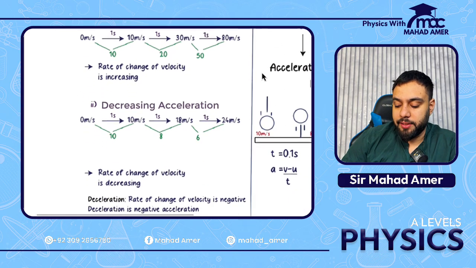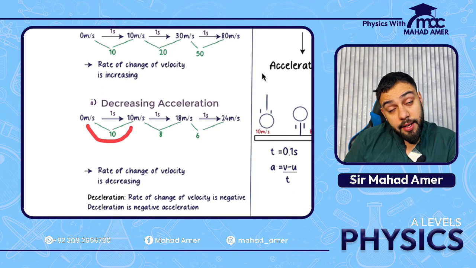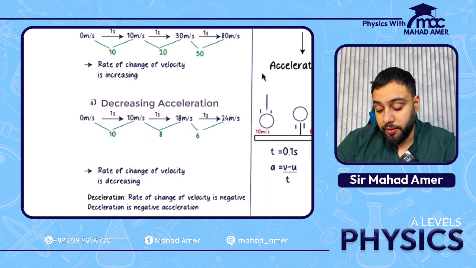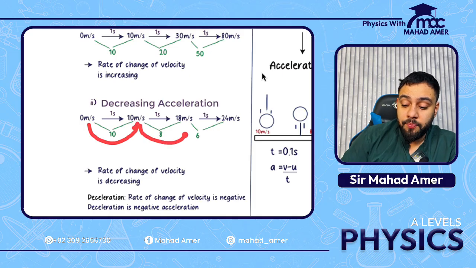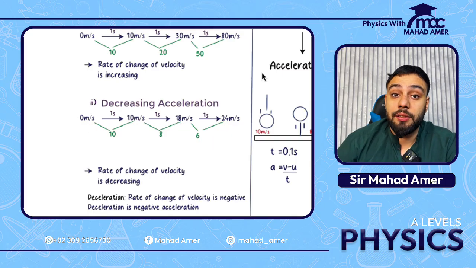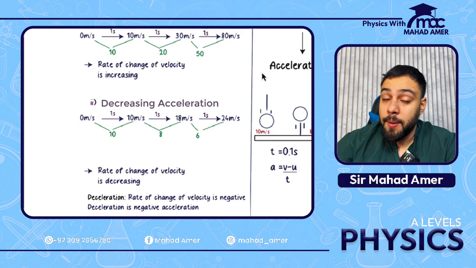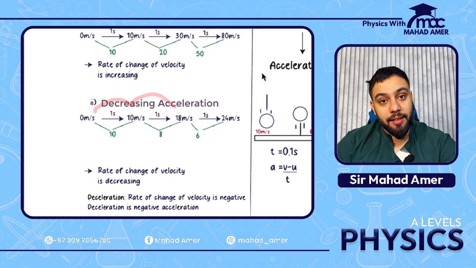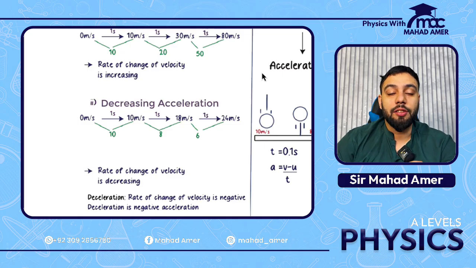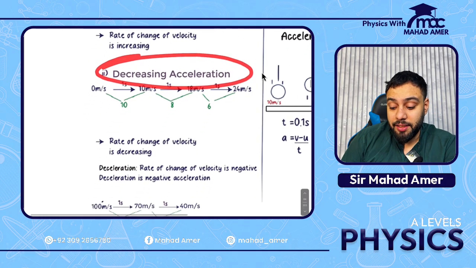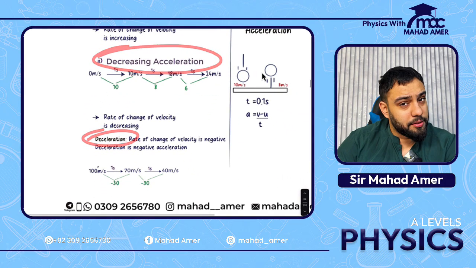Third, we have decreasing acceleration, in which again the object is getting faster, but its rate of change of velocity is decreasing. That means if in the previous second the speed increase was 10, in the next second it was 8, in the next second it was 6. So although the object is still getting faster, the object is still gaining speed, the rate at which it is gaining speed is decreasing, declining. That is known as decreasing acceleration. This thing has nothing to do with deceleration. A lot of students actually confuse this.